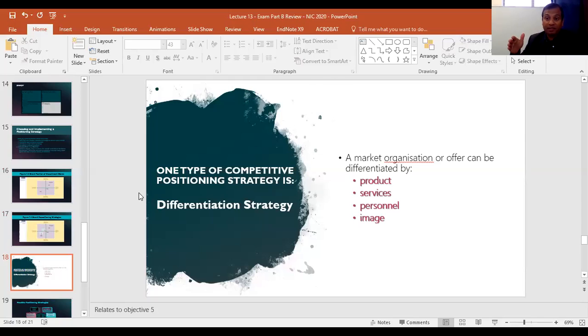Differentiation, we have seen that differentiation can be made across the product line, maybe the service offering, maybe in terms of employees who are serving, image, brand, and there are other elements or points of the differentiation strategy. So try to build the argument around this one. These are some directions in order to attempt the question, part B. Especially in today's discussion, I'm trying to give you inputs and suggestions regarding how to crack the answer, how to build the answer for part B, which carries 30 marks.